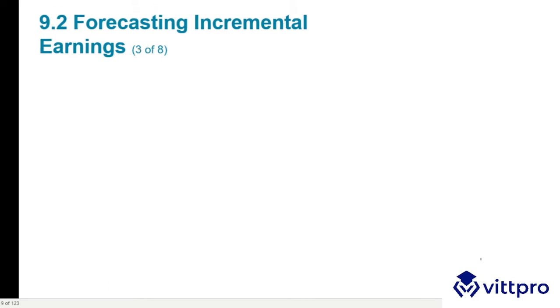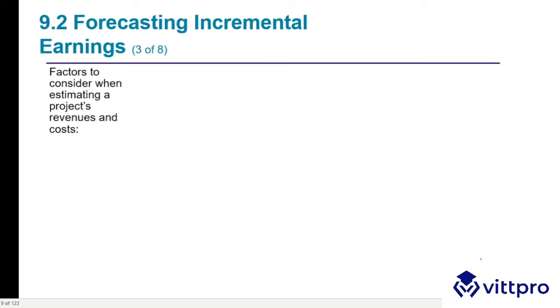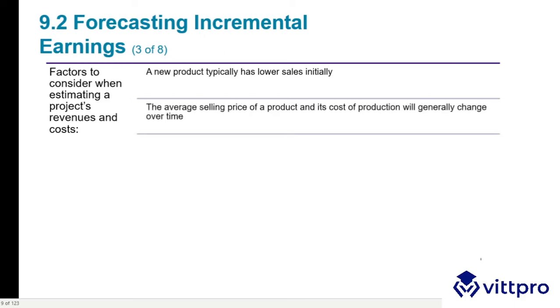How do we forecast the incremental earnings? There are certain things that I have written down here on how we calculate the forecast earnings. You need to give some factors for estimating the project. This is a generalized way of explaining the forecast; it depends on the project. Usually a new project has lower sales initially, and the average selling price of the project and its cost will generally change over a period of time.